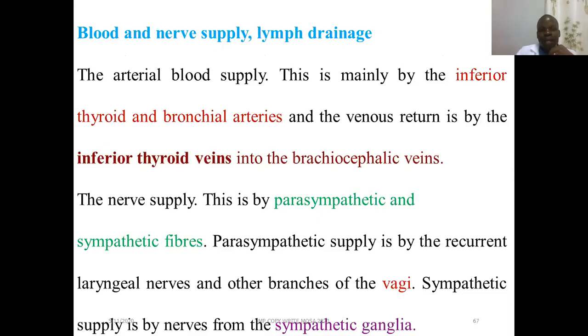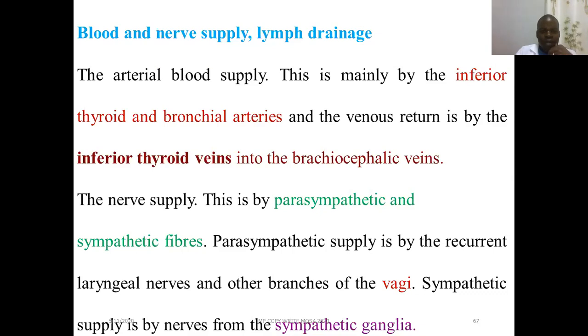The arterial blood supply is mainly by the inferior thyroid and the bronchial arteries, and the venous return is by the inferior thyroid veins into the brachiocephalic veins. So this makes up the blood supply as well as the venous. The inferior thyroid and the bronchial arteries provide the blood supply to the trachea, and venous return is done by the inferior thyroid veins into the brachiocephalic veins.